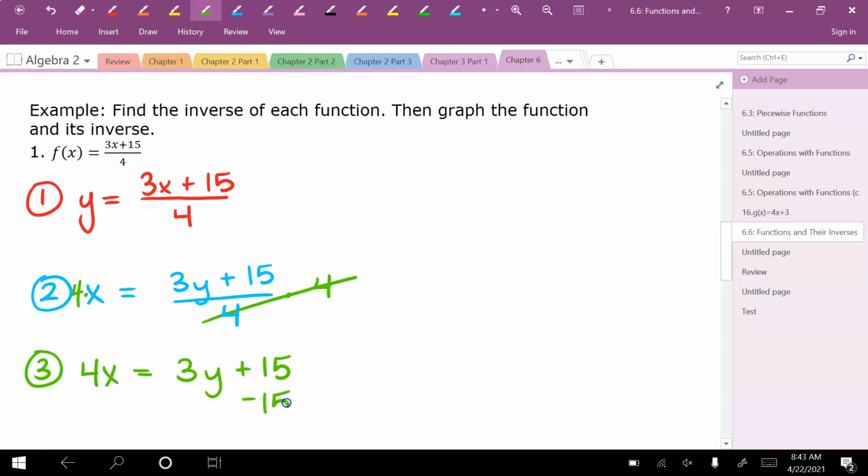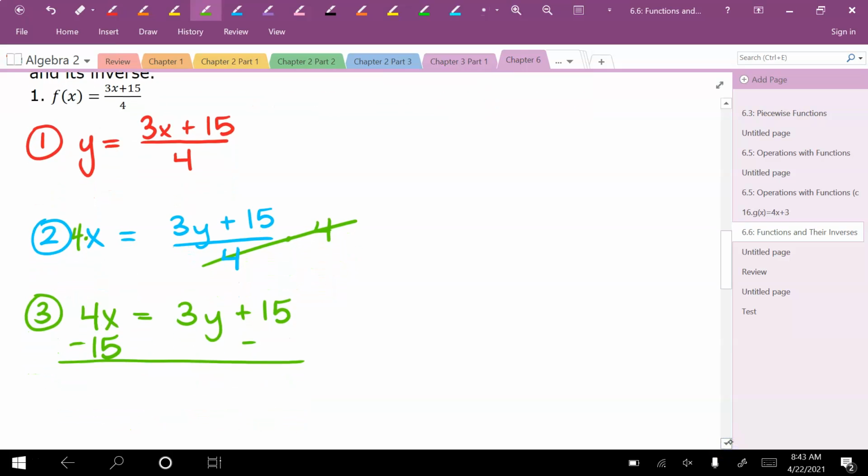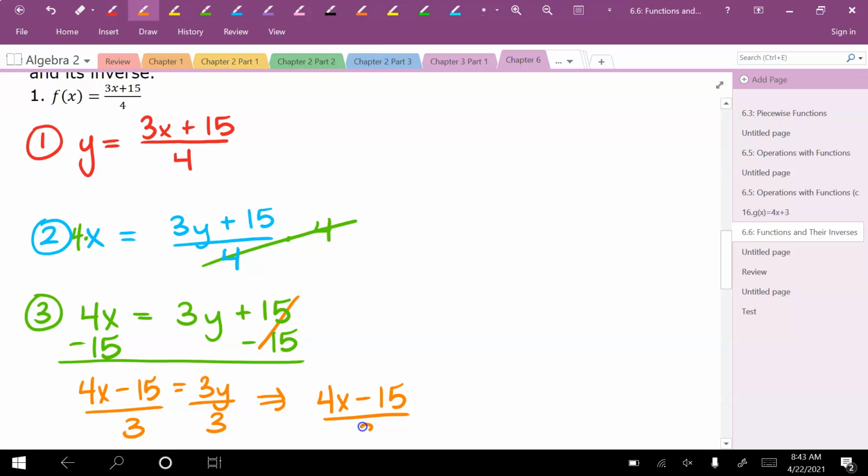Now I'm going to subtract 15. So then it says 4x minus 15 equals 3y. To get y by itself, I'm going to divide both sides by 3. And then I'm going to rewrite this. So it says (4x minus 15) divided by 3 equals y. Now if I want to put that back into function notation, so this would be like the step 4, and this up here, it would be f prime of x equals (4x minus 15) over 3.